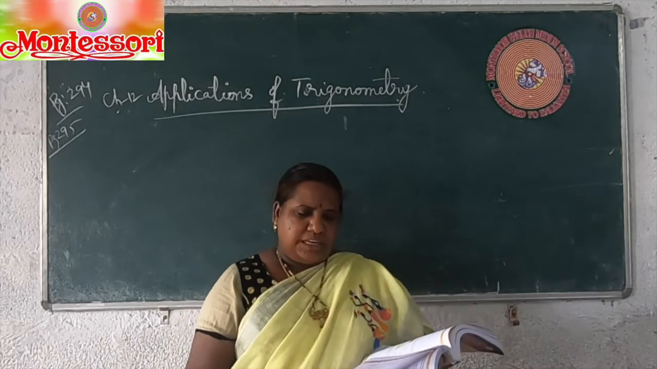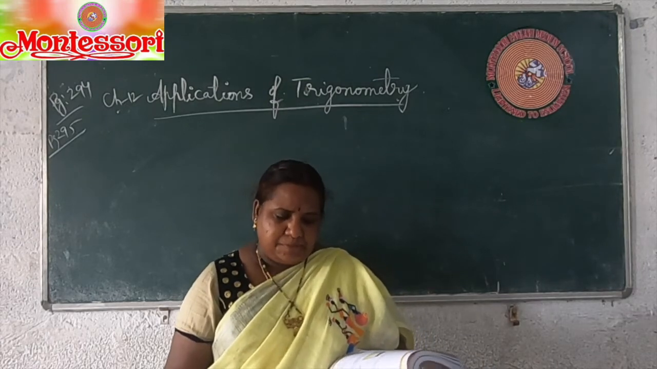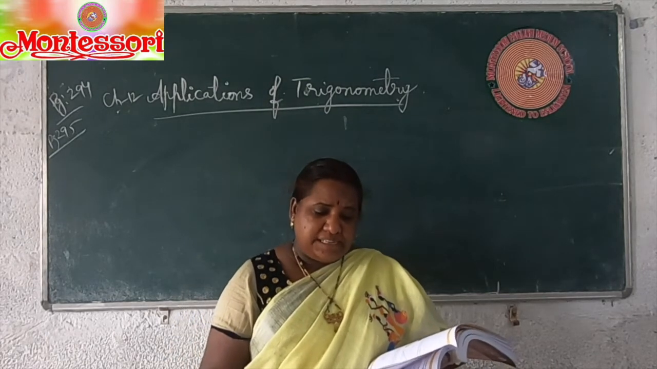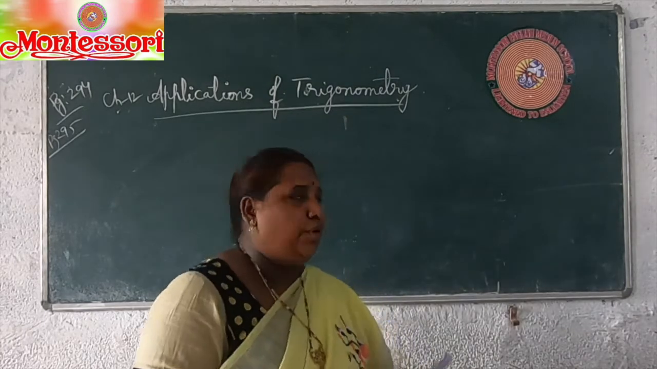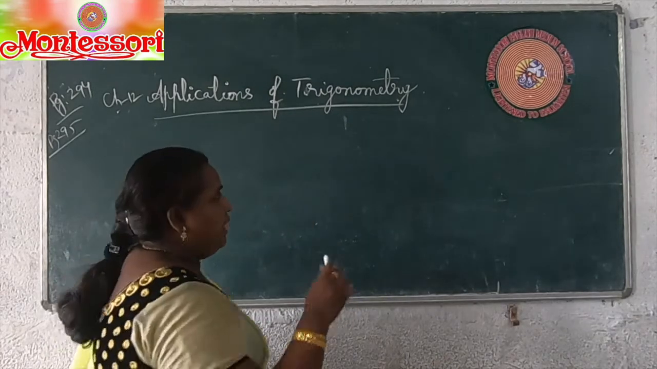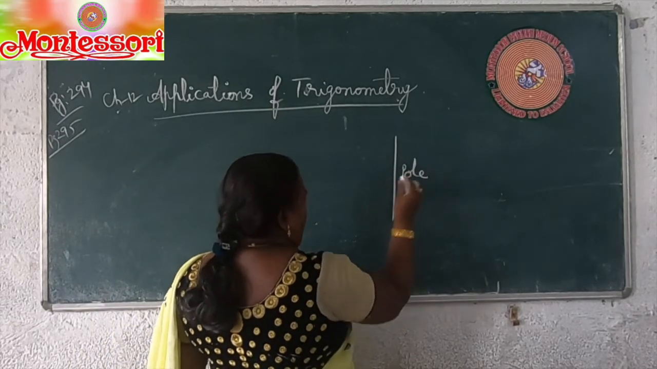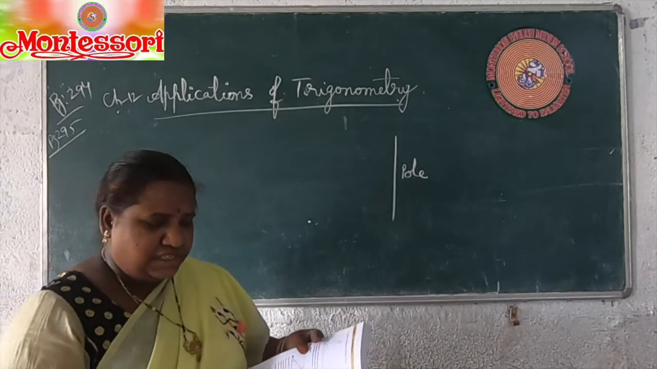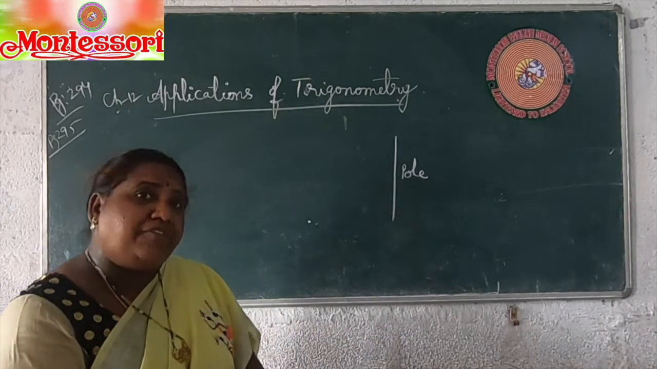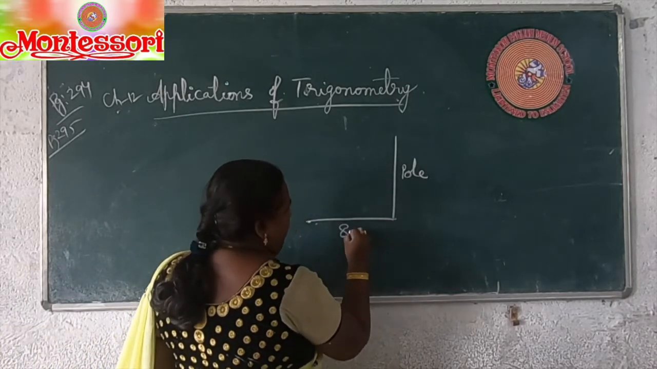A boy observed the top of an electric pole at an angle of elevation of 60 degrees when the observer is 8 meters away from the foot of the pole. Then find the height of the pole. Just what did they say? A boy is at a pole. You have to draw a pole, then a boy is here. He is observing from 8 meters away from the pole.